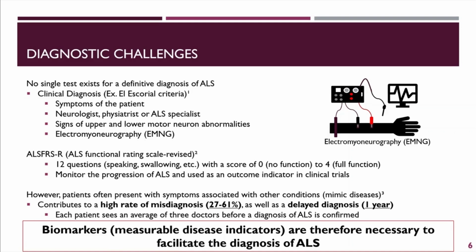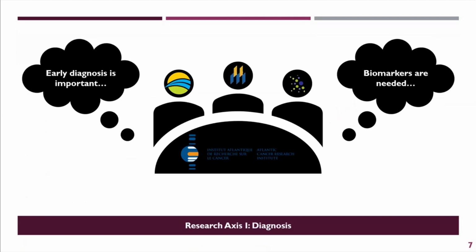So biomarkers, a measurable disease indicator, a bit more like a concrete number, would definitely be necessary and would help facilitate the diagnosis of ALS. So, Research Axis 1, diagnosis. The clinicians mentioned early diagnosis is important, and our collaborator researchers are saying, hey, well, biomarkers would then be needed as a good solution.